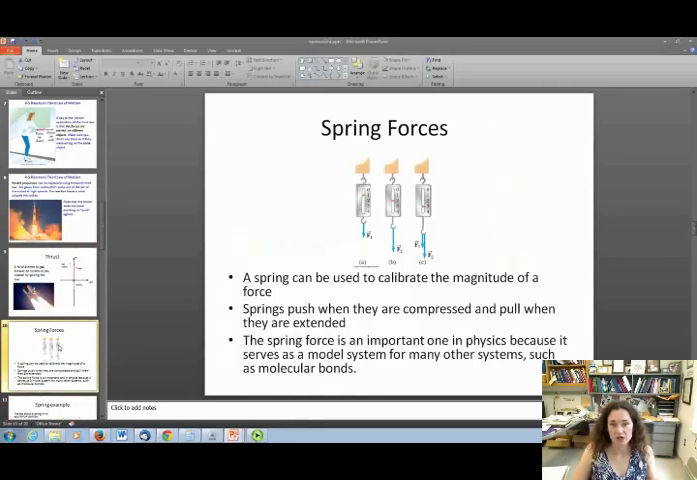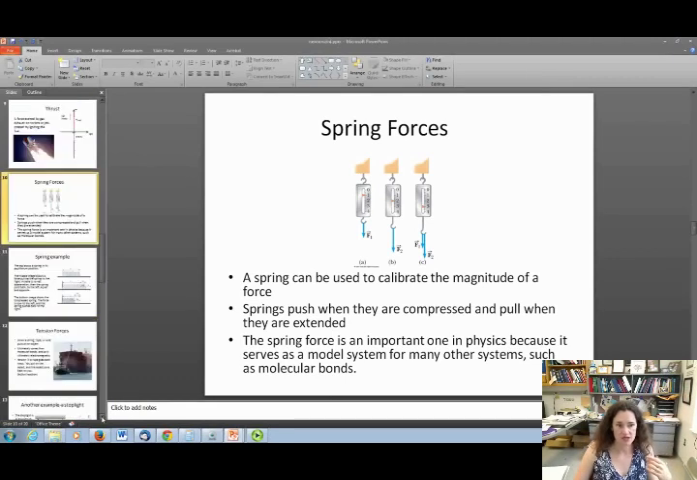Another kind of force is the spring force. Springs can be used to calibrate the magnitudes of forces, and we'll learn more about springs later. But basically, it's easy enough to understand that if you compress a spring, it'll push outward, okay, so it'll push back on you, and when you pull a spring, it'll pull inward. So springs like to stay at their equilibrium length, and they'll exert a force either inward or outward to try and maintain that equilibrium length. Springs are really important in physics. They serve as a model system for a lot of other systems. We use them, for example, to represent bonds.